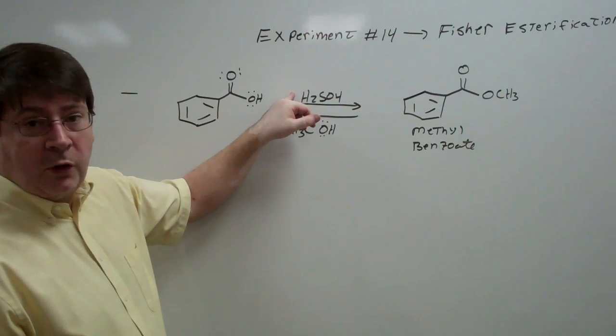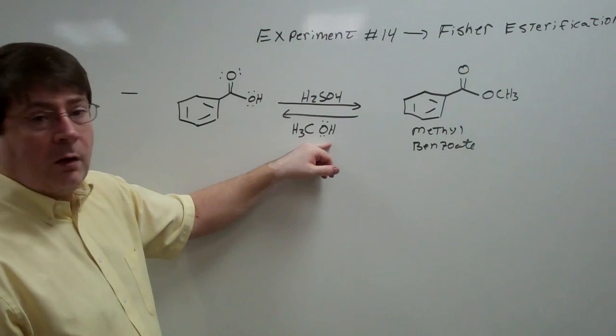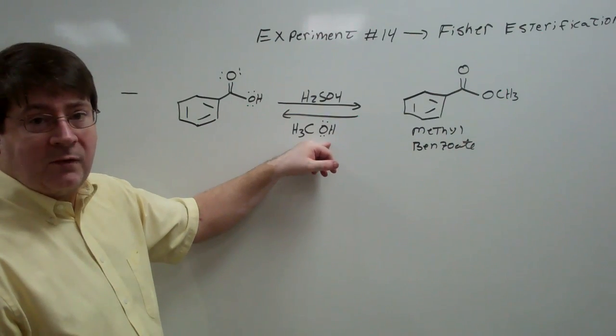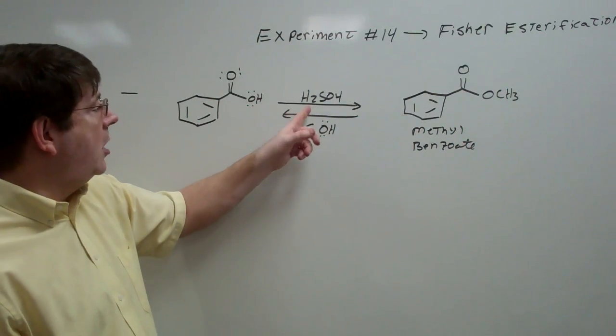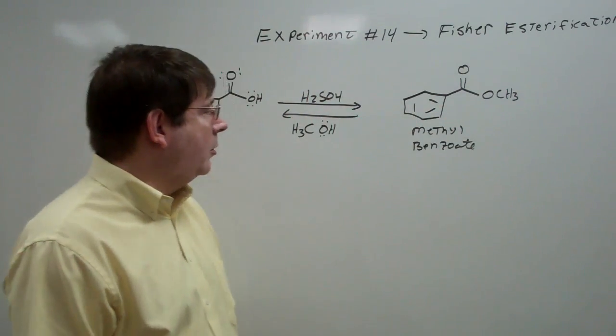We're going to use some sulfuric acid as a catalyst. We don't need a whole lot of it. And we're going to use methanol, and we're actually going to use a large excess of methanol in this particular case. Notice this is an equilibrium reaction, and we will get the methyl benzoate.